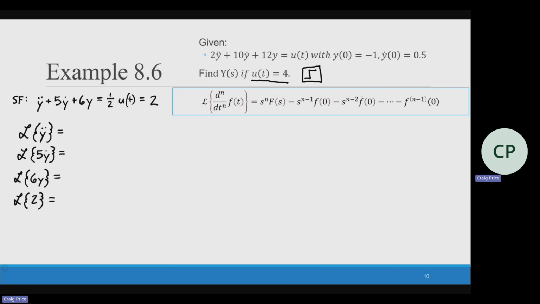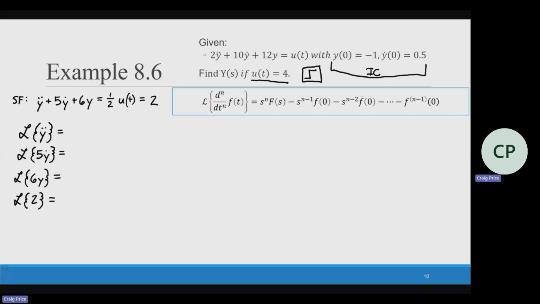Why do I have to use this method? That's right here. I have initial conditions. Because I have initial conditions, this Laplace differentiation is the only place where I'm going to incorporate those in. So I must use this method. Questions so far?